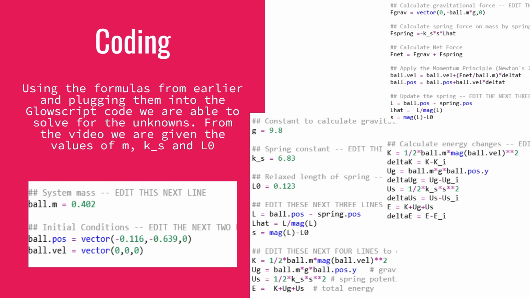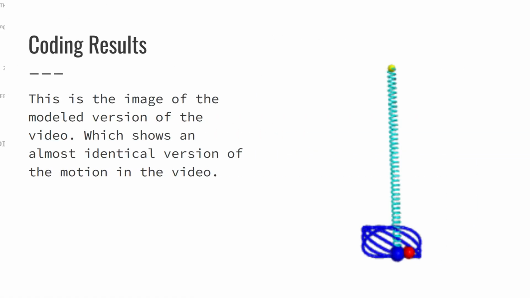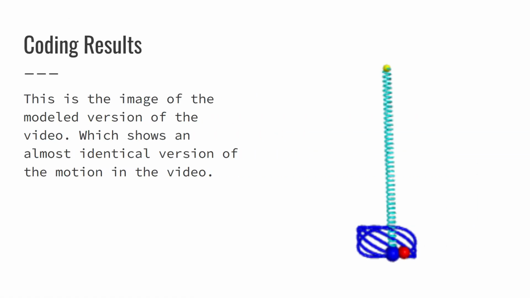Coding. Using the formulas from earlier and plugging them into the GlowScript code, we are able to solve for the unknowns. And from the initial videos we were given the values of M, KS, and L naught. Coding results. This is the image of the modeled version of the video, which shows an almost identical version to the motion that we see in the video.